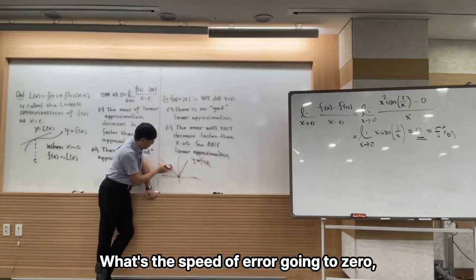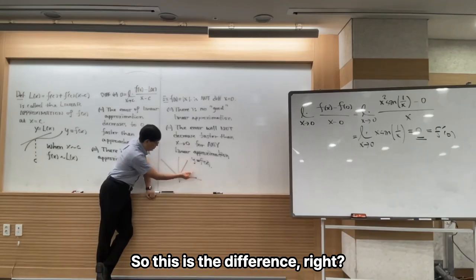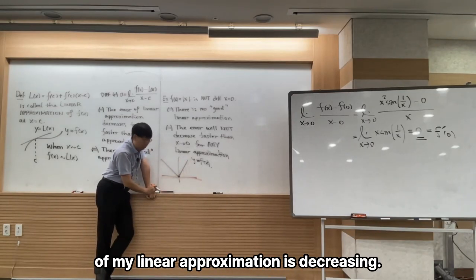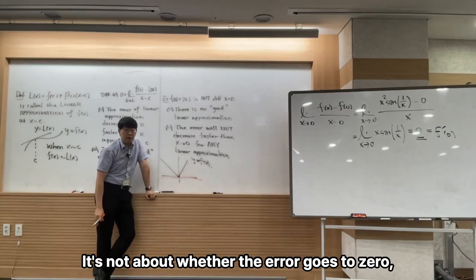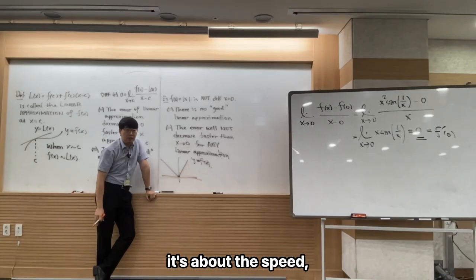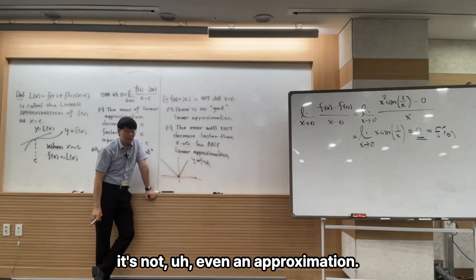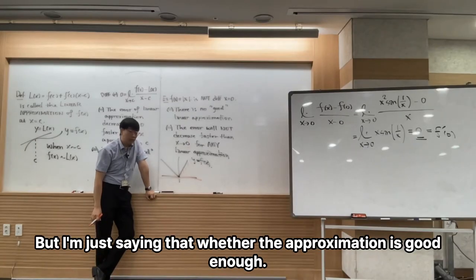Let's say I take the horizontal line as my linear approximation. What's the speed of the error going to 0? This is the difference, and this is how much the error of my linear approximation is decreasing. Of course it goes to 0, but it's not about whether the error goes to 0. It's about the speed, how fast the error goes to 0. That's the important part. It has to go to 0, because if it's not going to 0, it cannot even be called an approximation. I'm just asking whether the approximation is good enough.